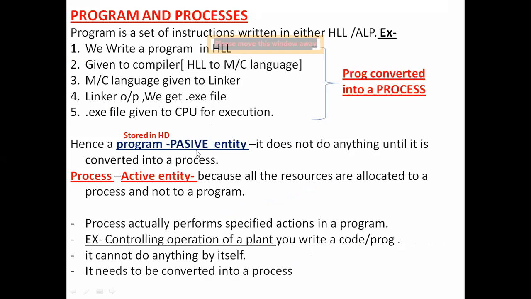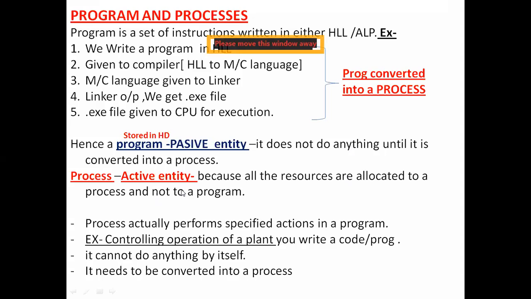Again, we have the explanation from the first slide, where we dealt with the fact that a program is called a passive entity and a process is called an active entity. Why? Because any program will be stored in the hard disk, and any program will not be in need of any resources as such. Why? Because it is not yet converted into a process. Whereas a process is called an active entity because all the resources are allocated to a process and not to a program. Okay, a very important point.